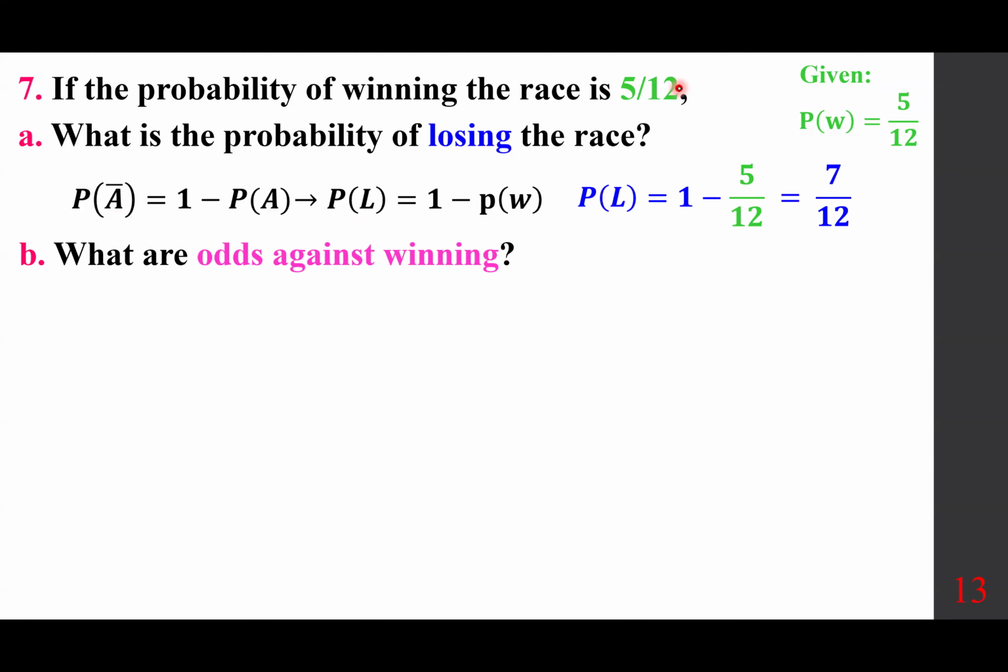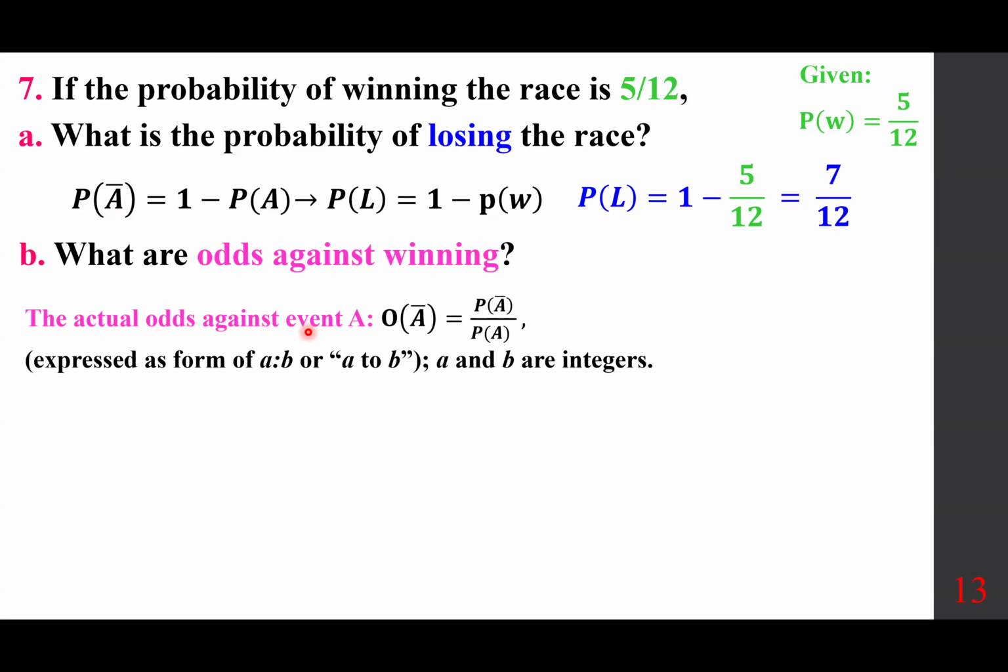What are the odds against winning? Sometimes people mix up the odds and probability. Those are two different things by definition. The actual odds against event A, O of A naught, is P of A naught over P of A, expressed in the form A to B, where A and B are integers.